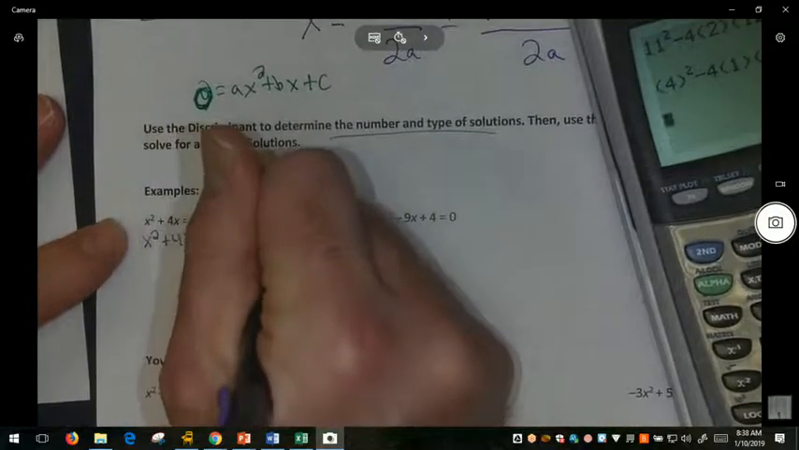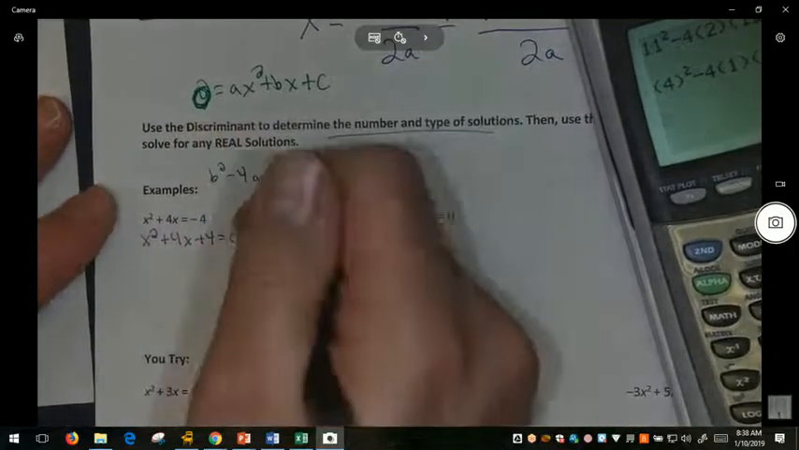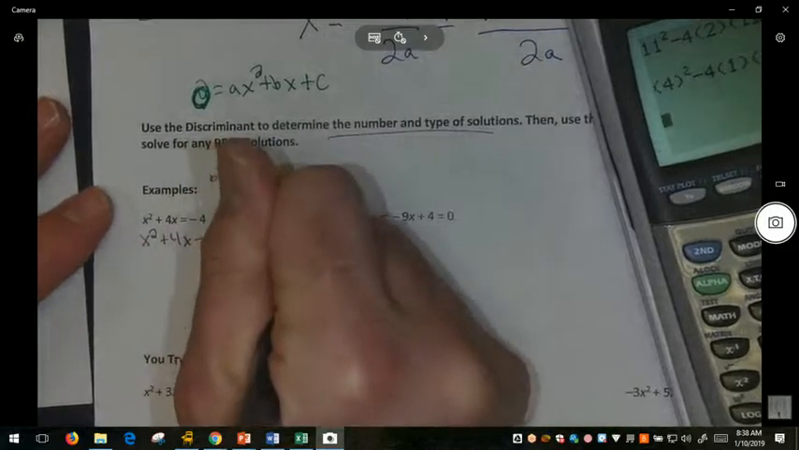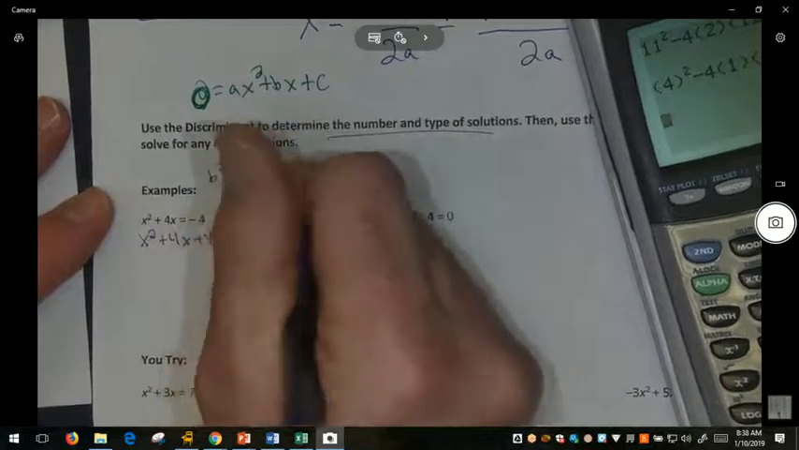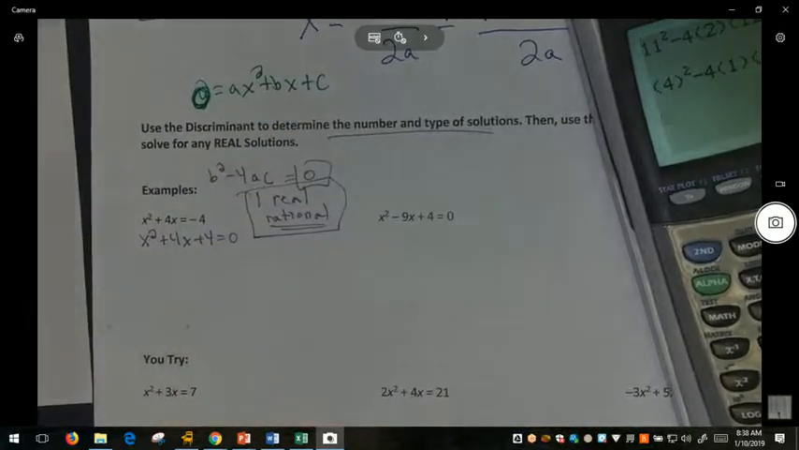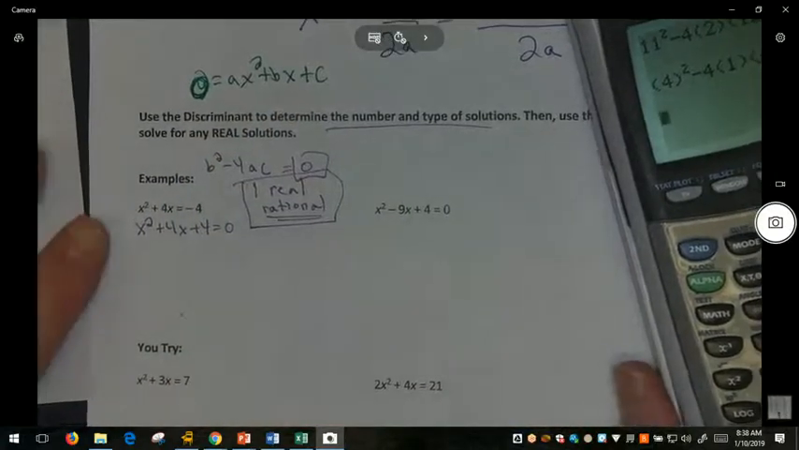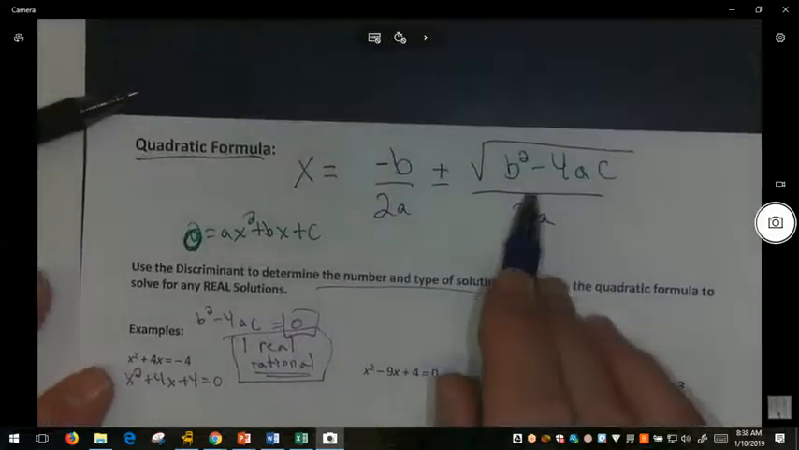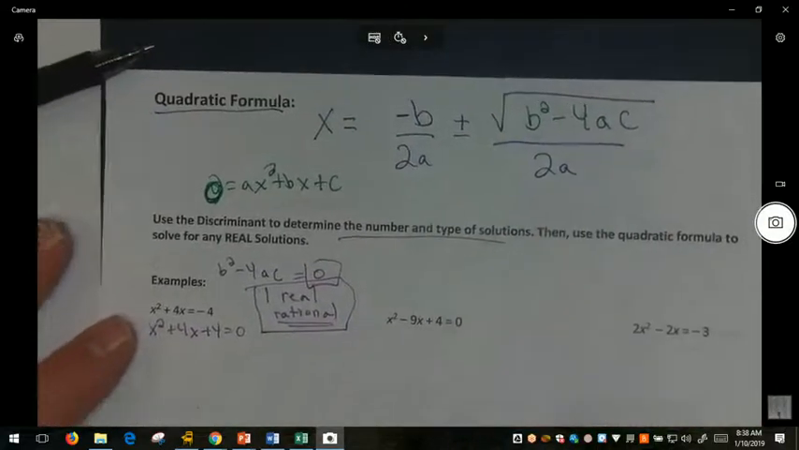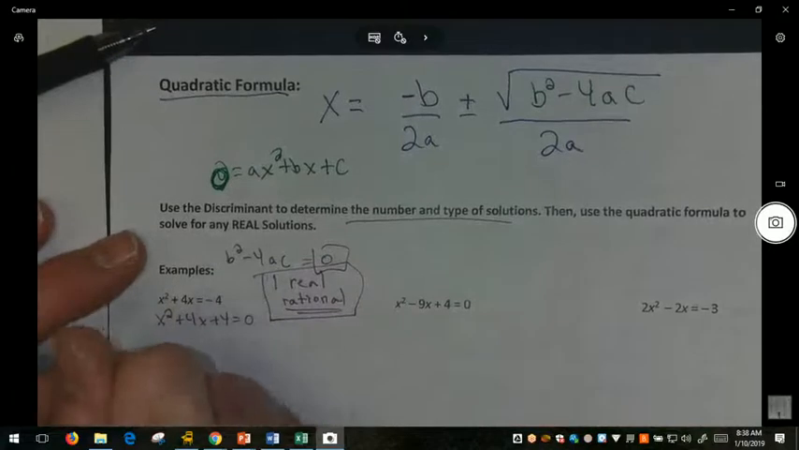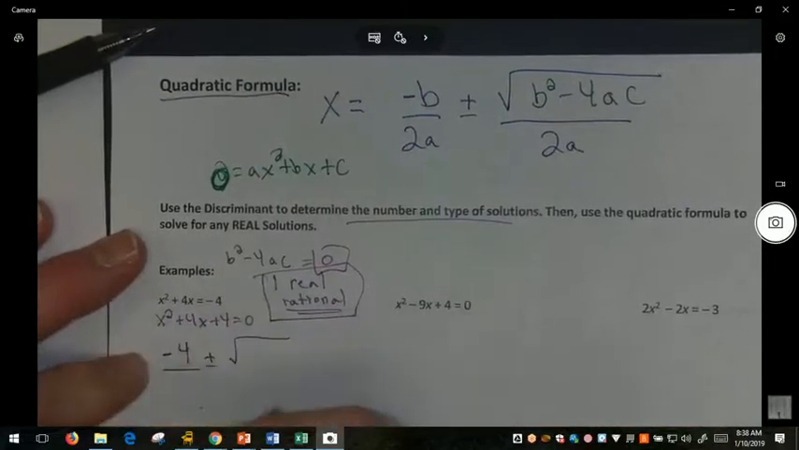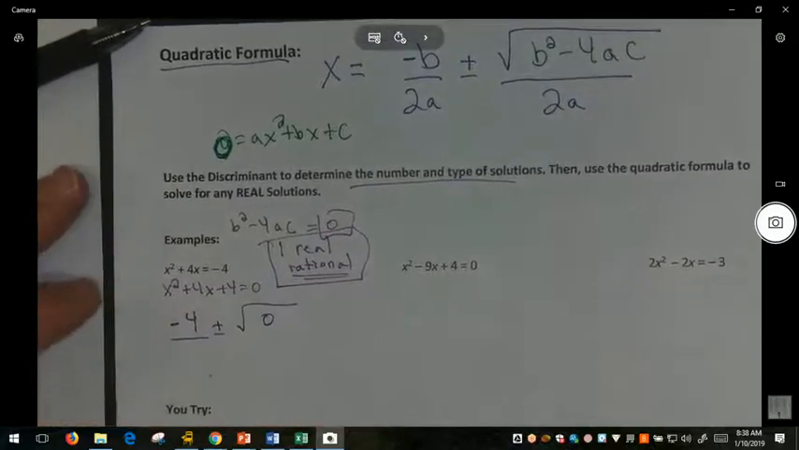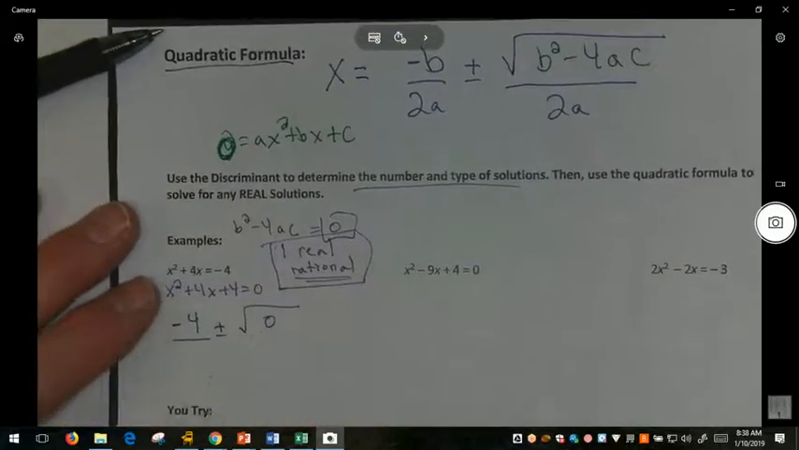I have one real, and when it's one real, it will be rational solution. So one real solution. That's the first part. Now I'm going to do the quadratic formula. But the good news is I've already done part of it right here. So all I have to do is the opposite of b, b is 4. The square root of 0, well, that's easy. That's 0 because the discriminant is 0.